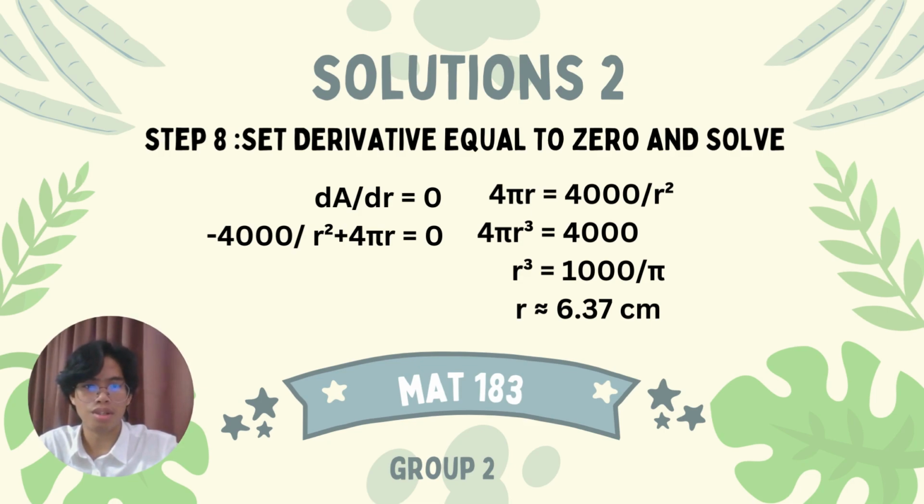To solve this equation, we need to move 4 pi R to the right and we get 4 pi R equals 4000 over R squared. Then we move R squared to the left and we get 4 pi R cubed equals 4000. Then 4 pi, we move it to the right. It will be divided into 4000 and we get R cubed equals 1000 over pi. And lastly, we move the power of 3 to the right. It will be the cube root of 1000 over pi and we get R equals 6.37 centimeters.